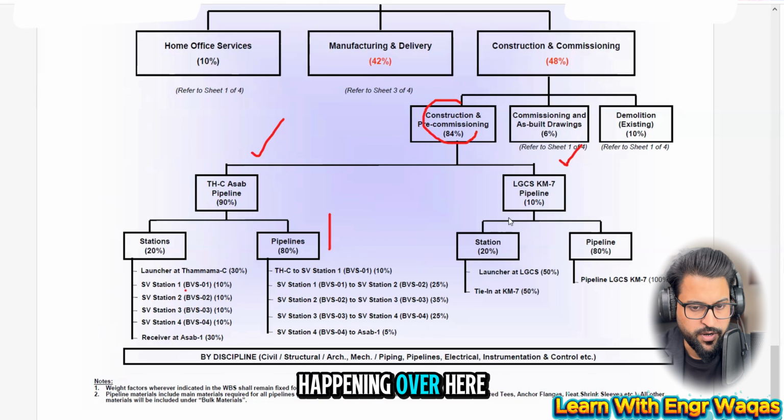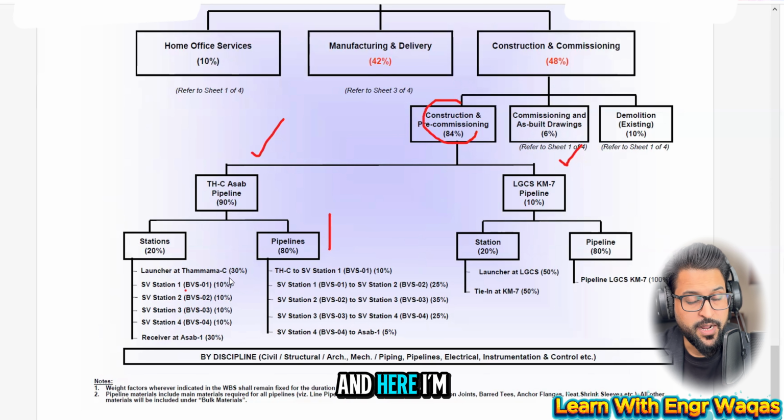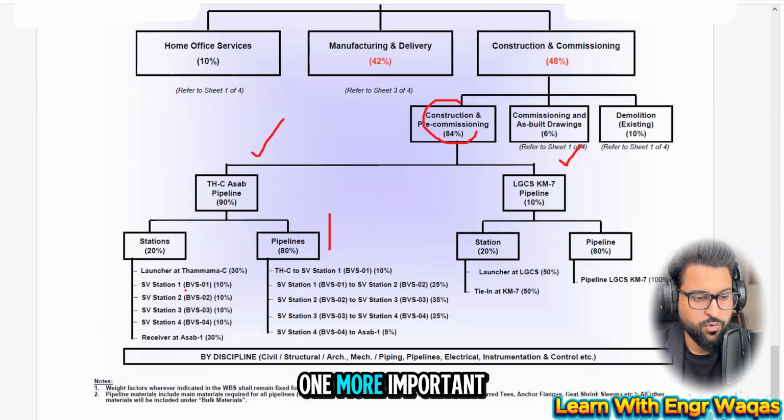Same is happening over here. Then station and pipeline. For the construction, there are two major WBS, stations and pipelines. And under stations, you have different kinds of components. You have to understand.